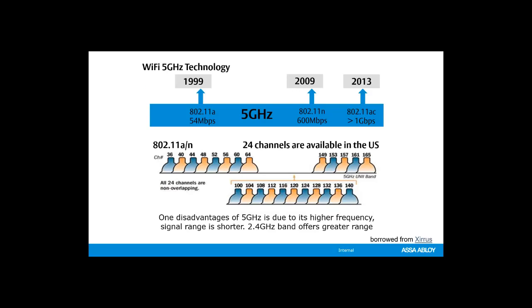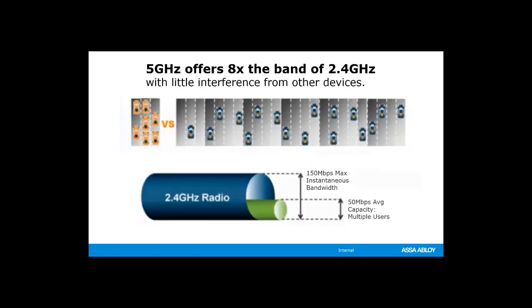Wi-Fi 5 gigahertz. At 5 gigahertz, the airwaves are far less congested. There are 23 non-overlapping channels, and 5 gigahertz offers considerably higher bit rates. One of the disadvantages with the 5 gigahertz is that due to its higher frequency, the signal cannot travel nearly as far as a 2.4 gigahertz. 5 gigahertz actually offers 8 times the bandwidth of a 2.4 gigahertz with little interference from other devices.